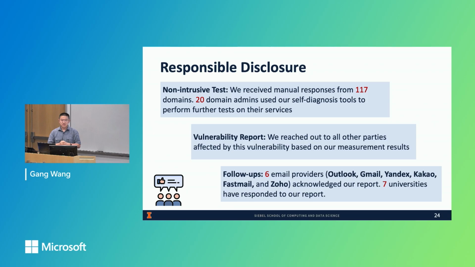So 6 of the public email providers responded and acknowledged our report. 7 universities responded to the report. But many of them didn't reply. It's just hard to know what their response is. Hopefully they secretly fixed it. We ran the study once. We have not retested to see what's going on. So we might run another test this year.